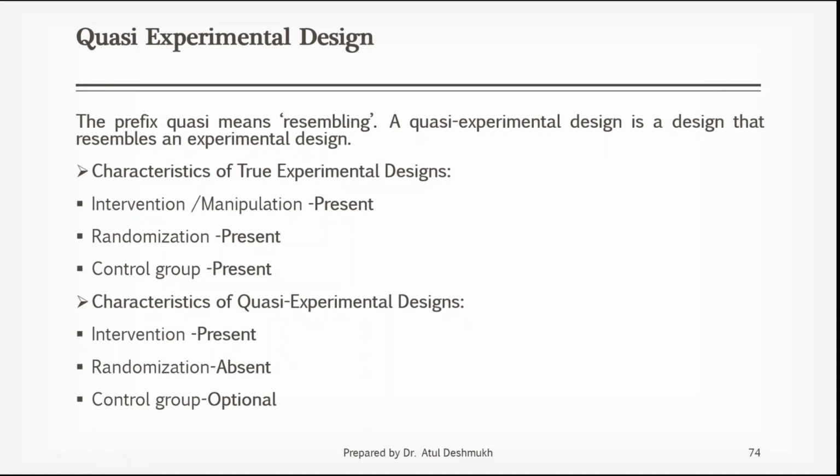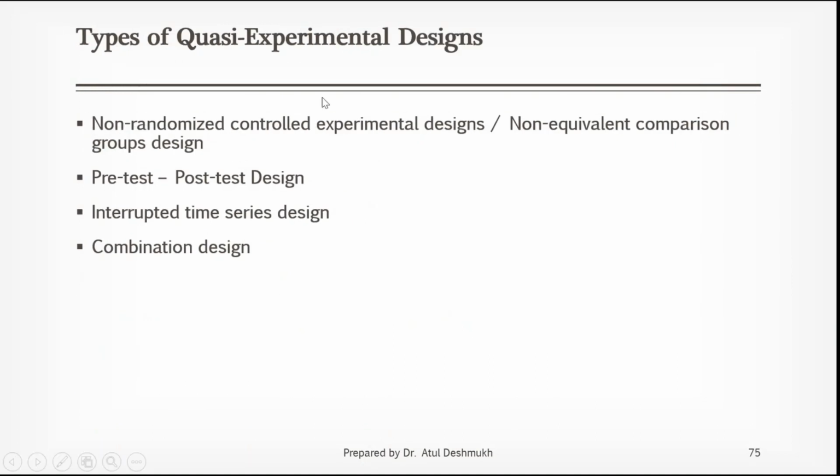So these are the basic differences, and we will understand these basic differences based on different examples. Now coming to the types of quasi-experimental designs, when we discuss the types, you will understand the different examples and how to relate them. The first type of quasi-experimental study design is non-randomized controlled experimental design. In some books, it is also labeled as non-equivalent comparison group design.